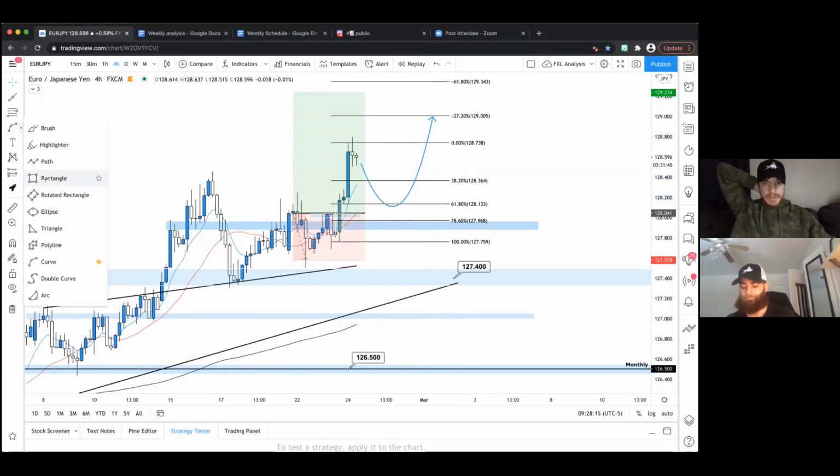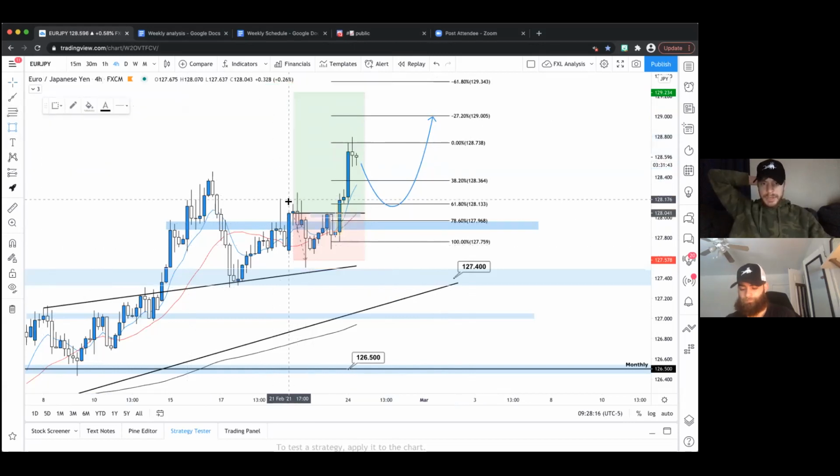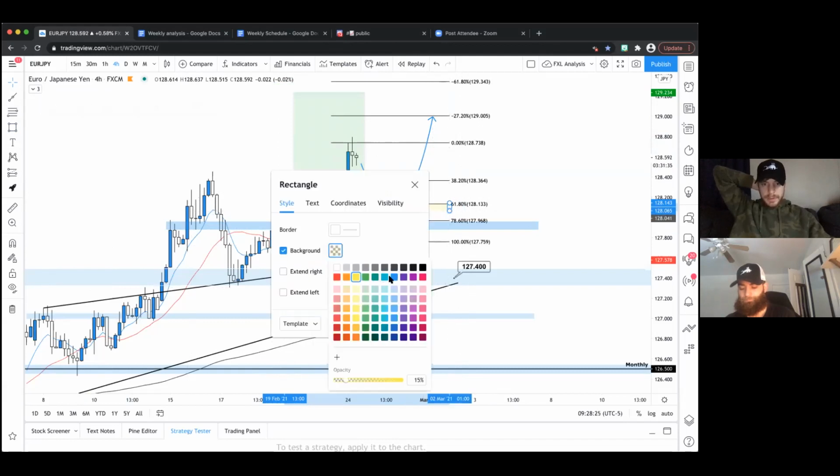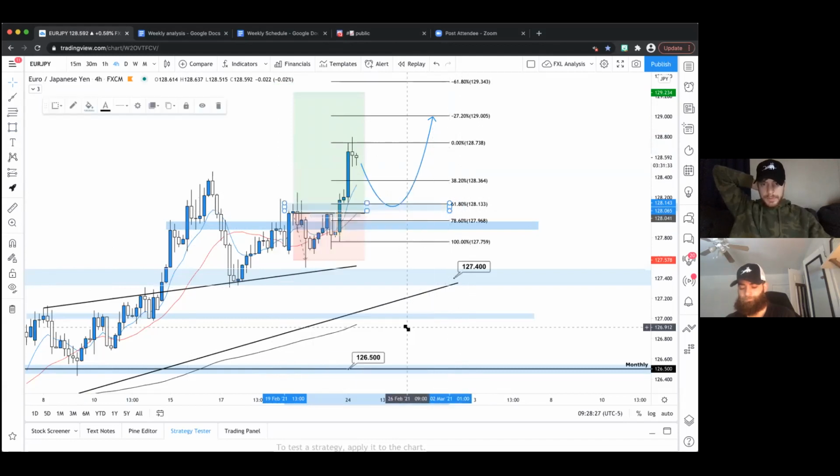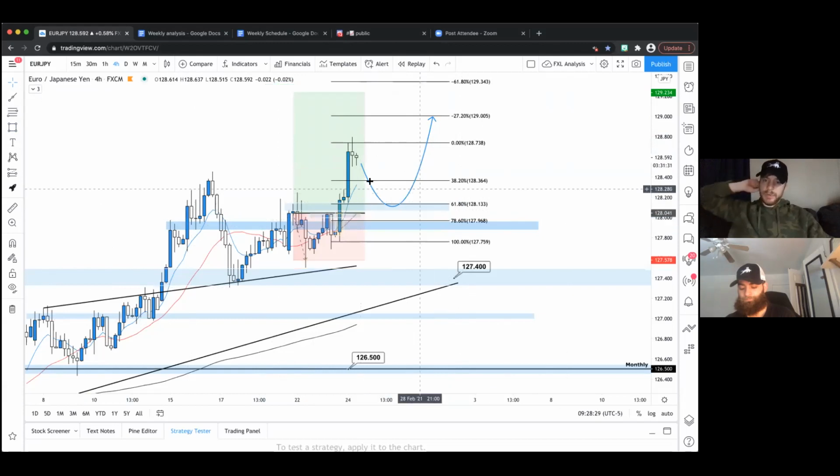And I want to show you guys the zone right here. So this is a confluence zone: 61.8, prior resistance now acting as support. Okay, let's take a look here. Boom. Good. So we're looking for a reversal here.